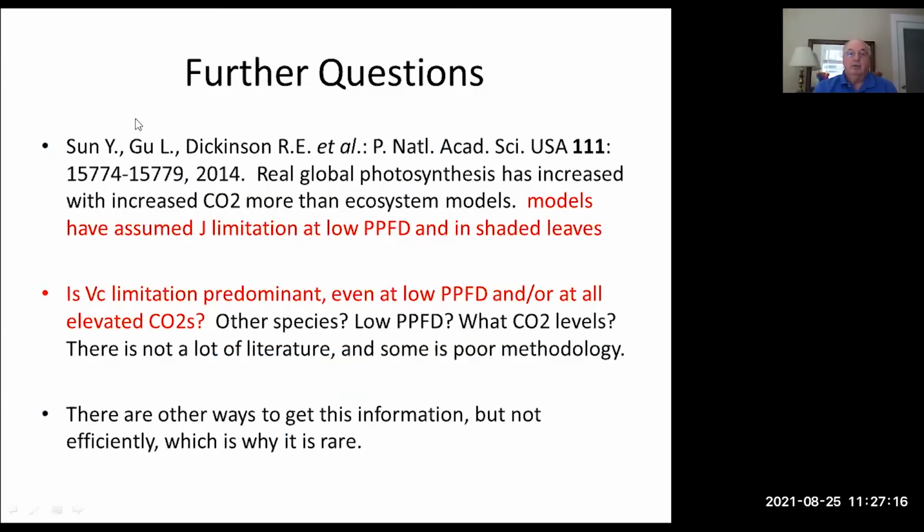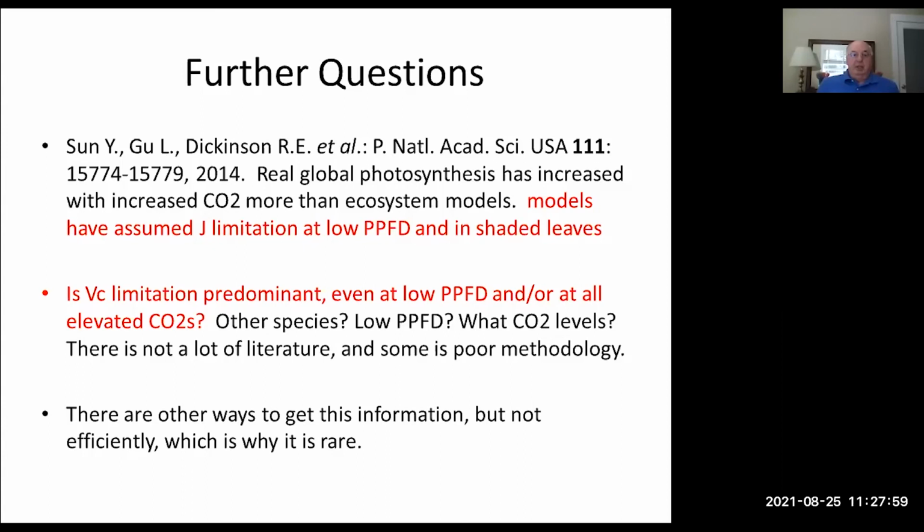So, further questions. One of the reasons I did this in the first place was reacting to a paper in the Proceedings of the National Academy in 2014, which said that real global photosynthesis has increased with increased atmospheric CO2 more than ecosystem models predicted it should have. And to my mind, the problem with that was that the models have assumed limitation by electron transport at low PPFD and in shaded leaves. So that was what stimulated me to look at this in the first place.